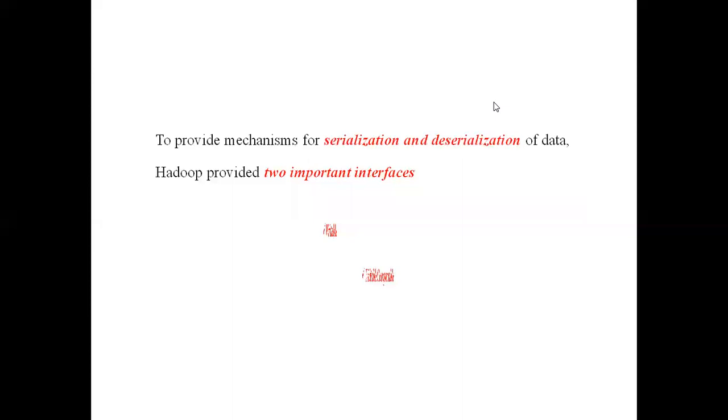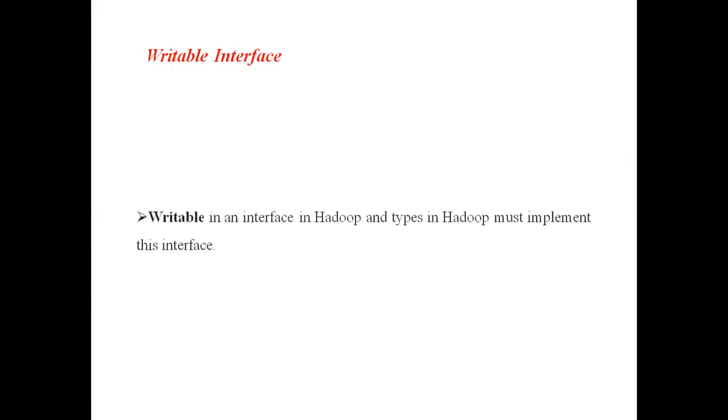See, yesterday we have seen the writable and writable comparable interfaces. What is the use of this writable interface? What is its syntax? Similarly, what is this writable comparable interface? What is its syntax? We have seen that yesterday. For implementing serialization and deserialization in Hadoop, we need two interfaces: one is the writable interface, the other is the writable comparable interface. We have already seen this in the previous video, so now we will briefly see it and then go to our topic.